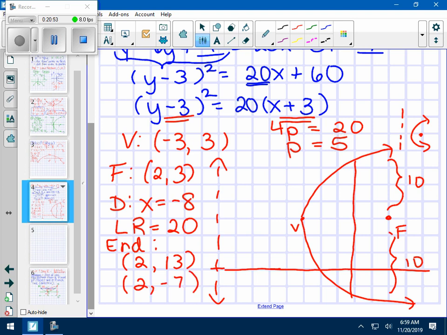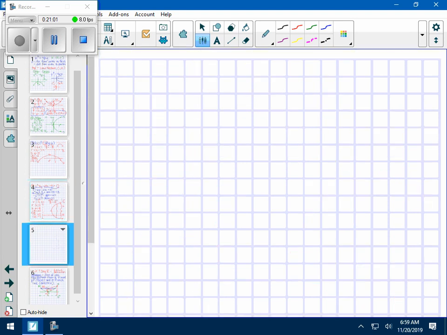Okay. So we're in a pretty good place at this point. The last thing that I really want to do to close out some of this information with parabolas here is talk a little bit about how I would work backwards with this information.